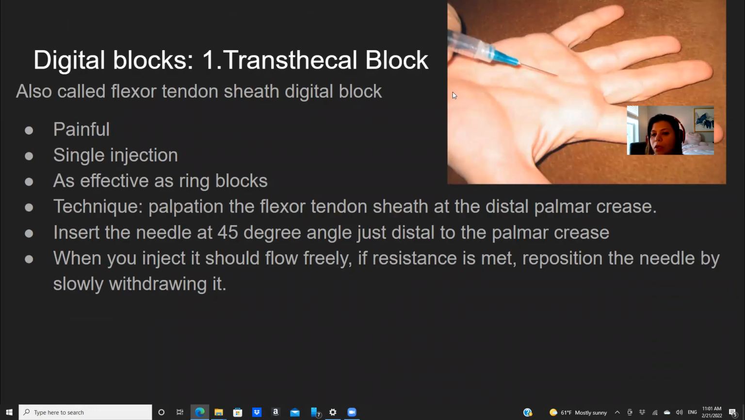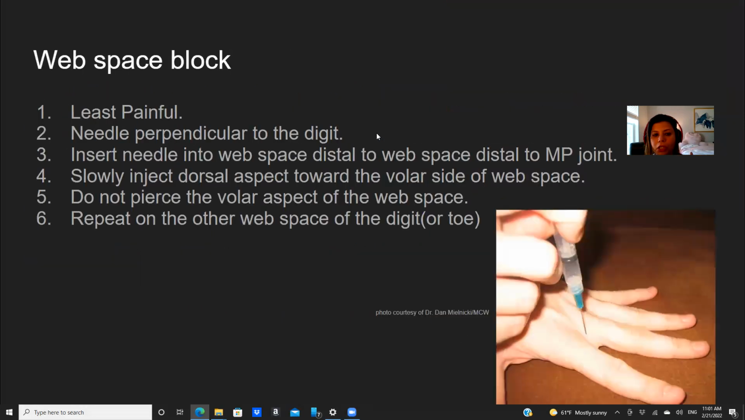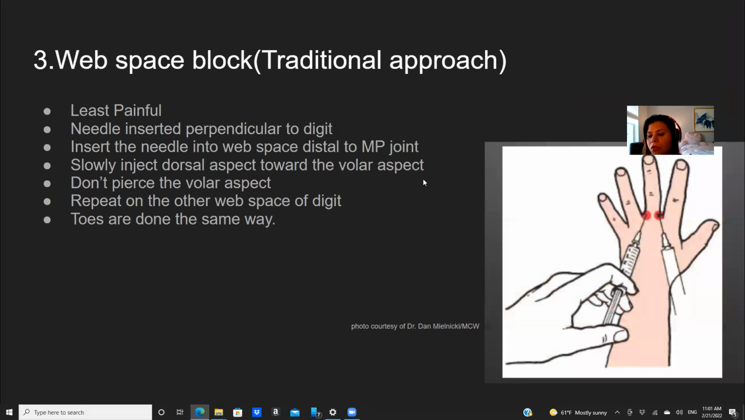Okay, now we're going to go ahead and do our digital blocks. I'm going to start with the traditional method first. So the traditional method is our web space block. Our web space block is when you inject directly into the web space. It is least painful method.